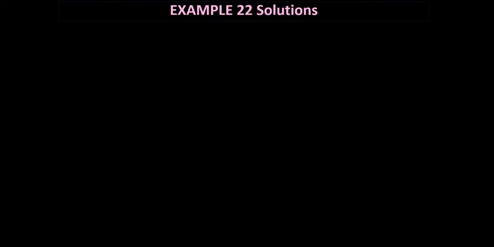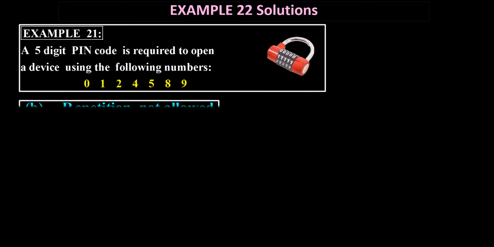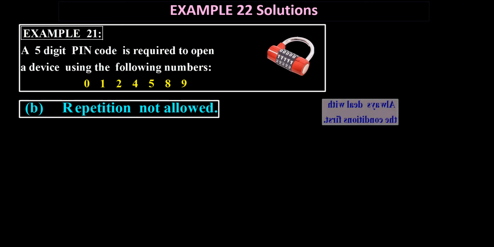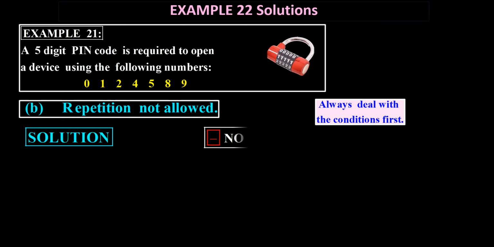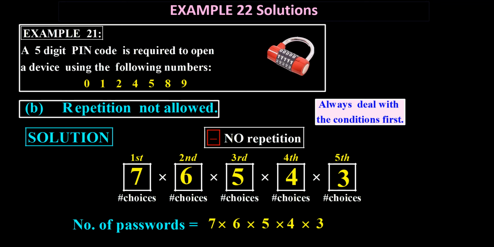Let's look at our next question here. In this one here, repetition is not allowed. So let's see here. In this case, it says that repetition is not allowed. So you always have to make sure you understand your conditions. No repetition. Okay. So let's look at our choices here. We have 7, so that will be times 6, and then 5, and then 4, and then 3. Simple there. You find the product of that. And the product there is 2,520.